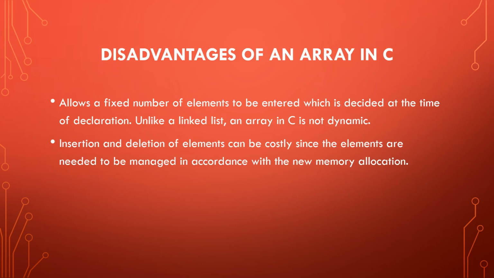Disadvantages of an array in C: it allows a fixed number of elements to be entered, which is decided at the time of declaration. Unlike a linked list, an array in C is not dynamic. Insertion and deletion of elements can be costly since the elements need to be managed in accordance with the new memory allocation.